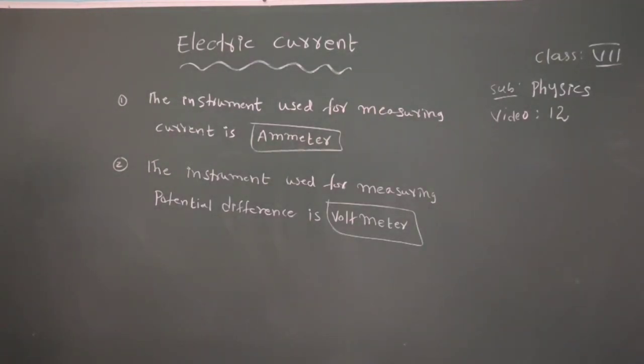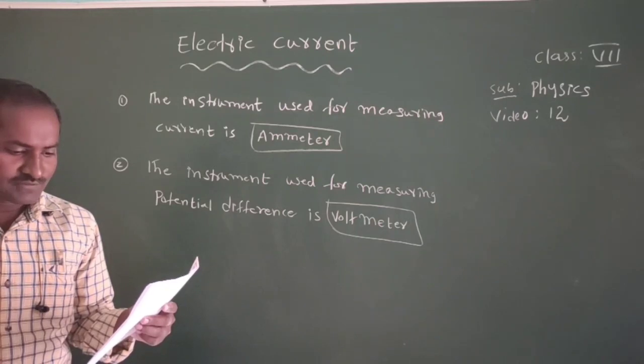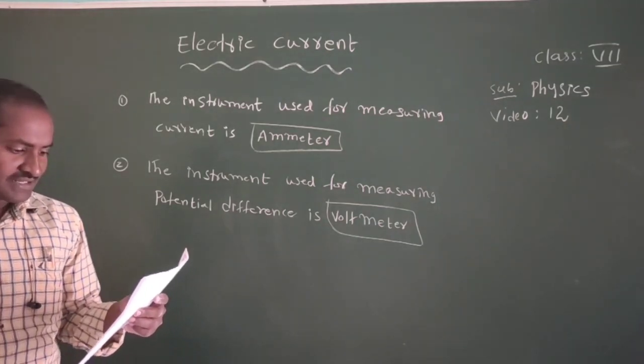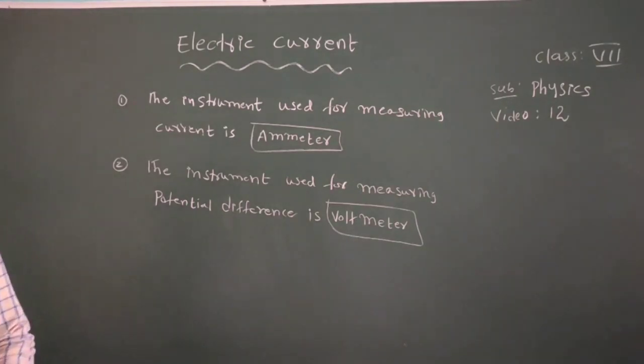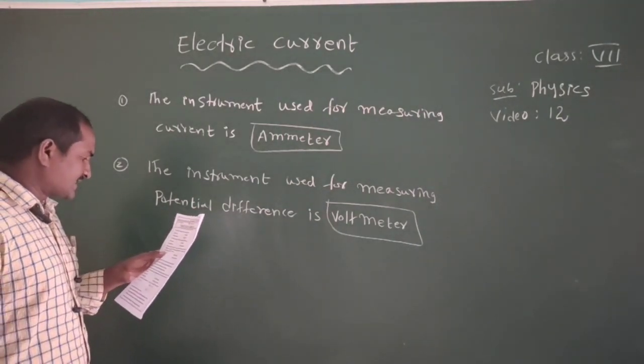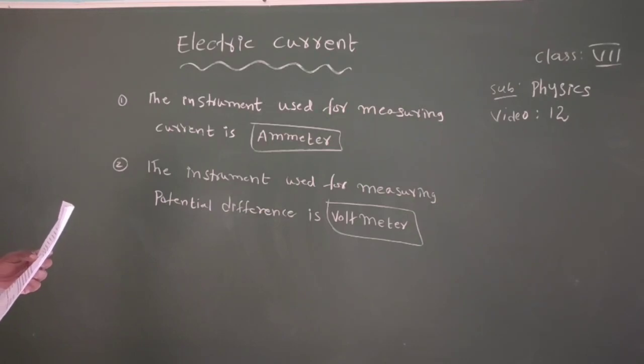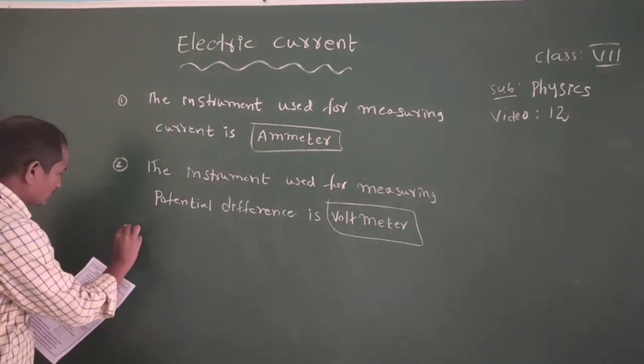When a number of resistors are connected end to end, such that the tail end of one resistor is connected to the initial end of another resistor so as to form a closed circuit, then the type of electric circuit is called a series circuit. Listen once again. When a number of resistors are connected end to end such that the tail end of one resistor is connected to the initial end of the other resistor so as to form a closed circuit, such a circuit is called a series circuit.